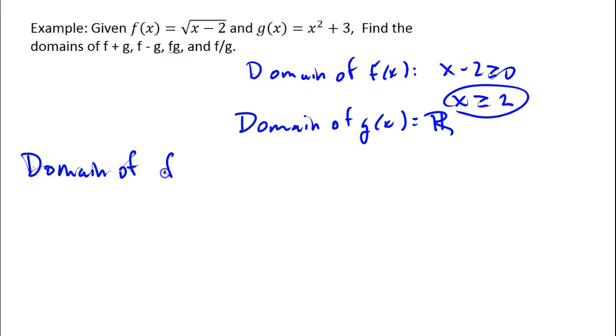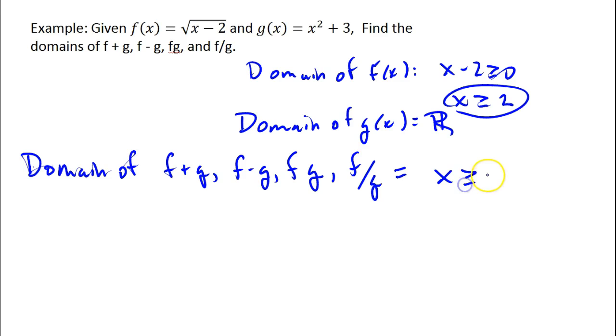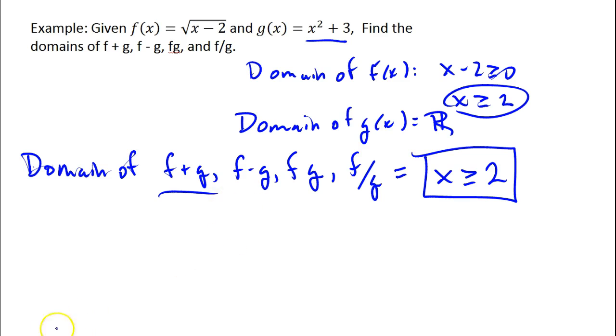of f plus g, f minus g, f times g, and f divided by g. It will all be x is greater than or equal to 2. Now with f divided by g, you would also need to make sure that g would not ever equal 0, and since it's x squared plus 2, there are no real values of x that would make that 0. So this is the domain for all of those new functions.